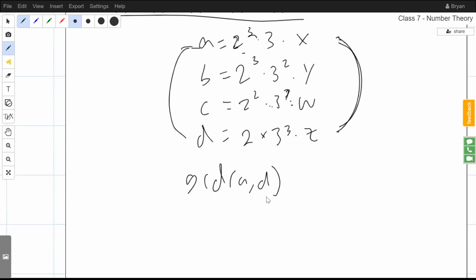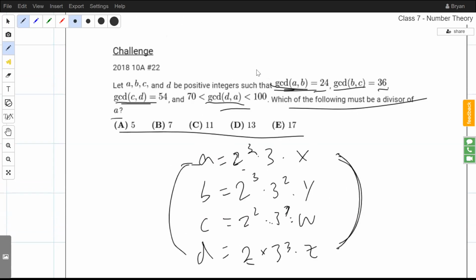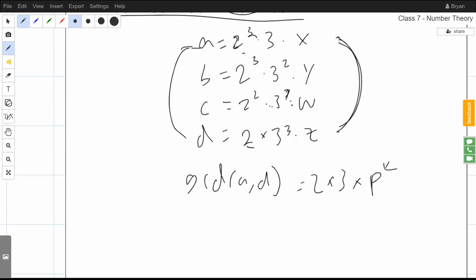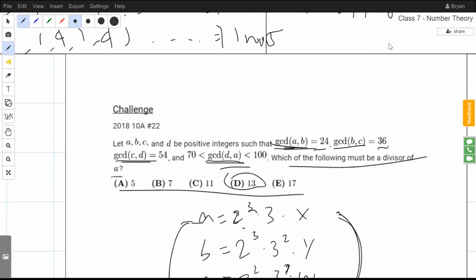must equal to whatever is here, 2 times 3 times some other number, P. P is actually not necessarily prime, but it's letter P like that. And the only number in the answer choices that leaves this between 70 and 100 is 13. That's our answer, because 6 times 13 is 78, and 6 times 17 is going to be 102. This is 66. They're both out of range, so D is the answer.